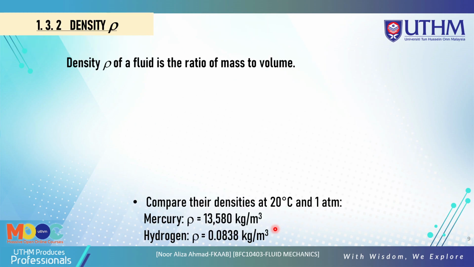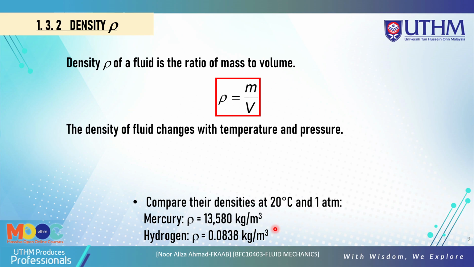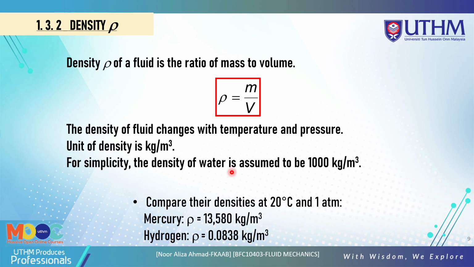For density, we use this symbol. This is called the density. The density of a fluid is the ratio of mass to volume. Density is equal to mass divided by V, the volume. The density of a fluid changes with temperature and pressure. The unit of density is kg per meter cube. For simplicity, the density of water is assumed to be 1000 kg per meter cube.